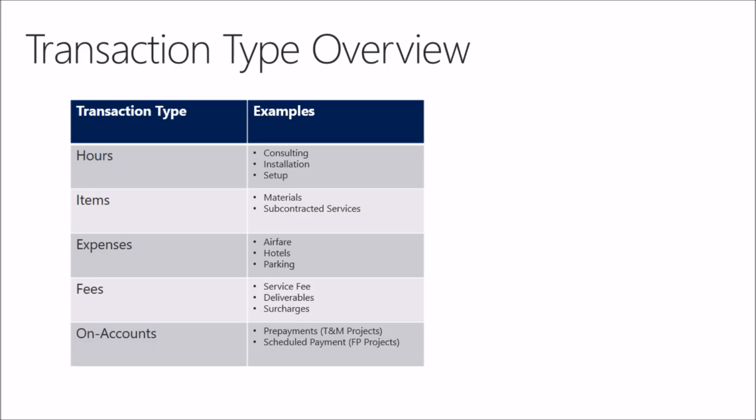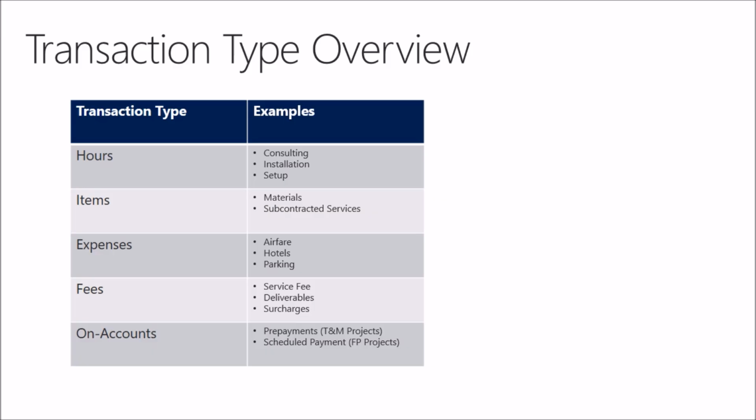So let's move on to fees. Fees are basically any sort of transaction that has no cost associated with it. So they're used with time and material type projects. And you can think of a few examples for fees would be like a service fee or some type of deliverable. So we meet a specific date, we get a $5,000, we can charge you for a $5,000 fee. Then we have surcharges as well. On accounts are kind of the oddball transaction type, and on accounts are typically prepayments on time and material projects or schedule payments for fixed price projects.